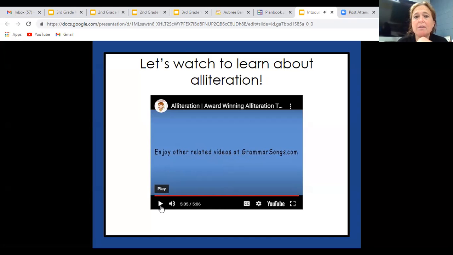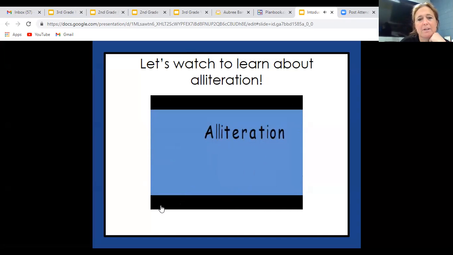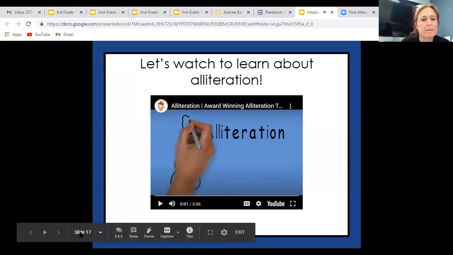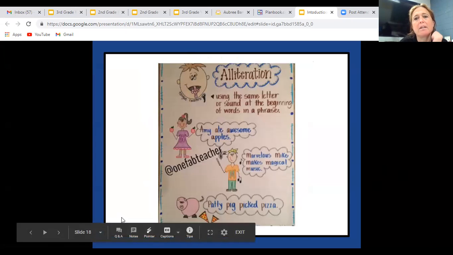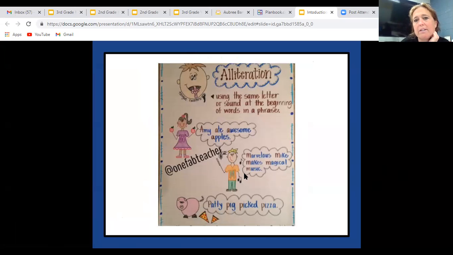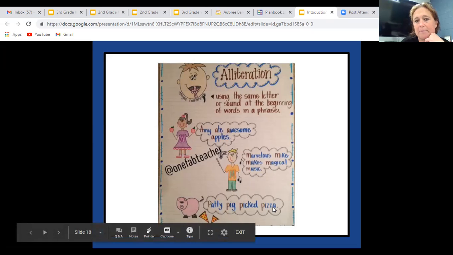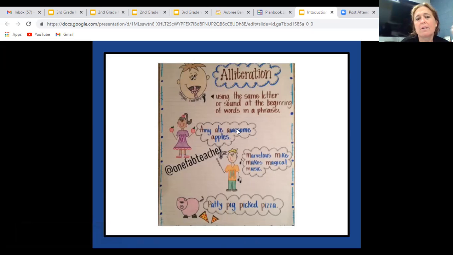Okay, so that gives you a little bit of an understanding of where we can use alliteration in our own writing. Alliteration. Oop, we don't want to watch it again. All right. Now, let's go over our anchor chart on alliteration. Alliteration is using the same letter or sound at the beginning of words in a phrase, like Amy ate awesome apples, Marvelous Mike makes magical music, or Patty Pig picked pizza. And these are ways to make the reading more fun or to allow a type of mood to occur in your writing.